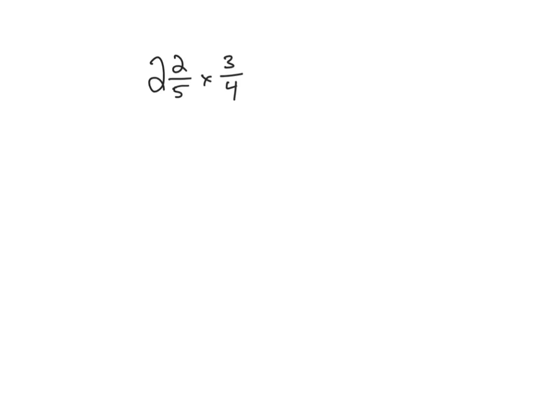Hi, grade eights. I'm just going to answer this question because it's like the last three questions on the assignment. Think of this as a bonus example. If we have 2 and 2/5 times 3/4, how do we do this visually?